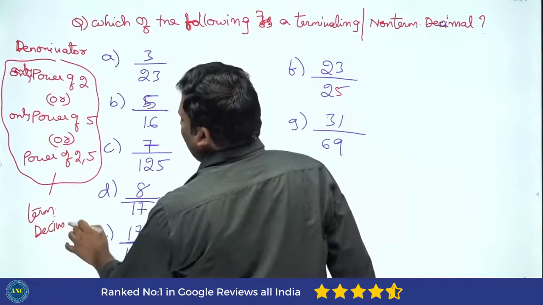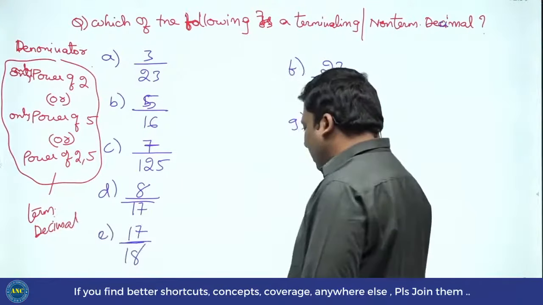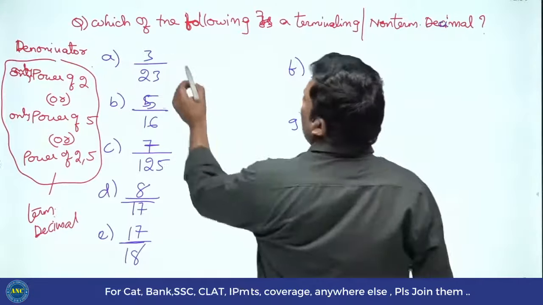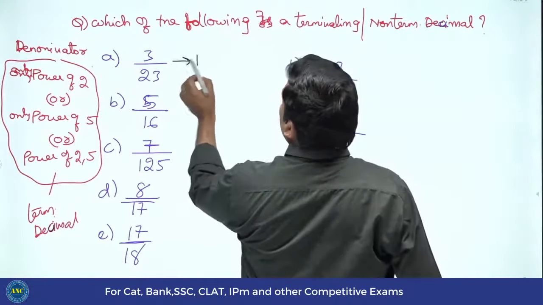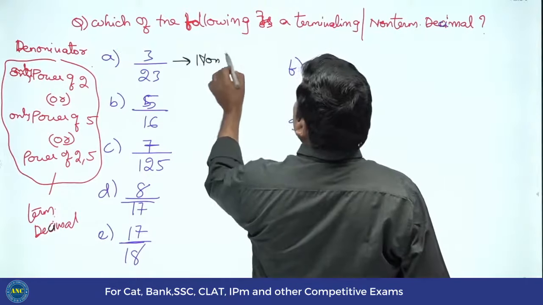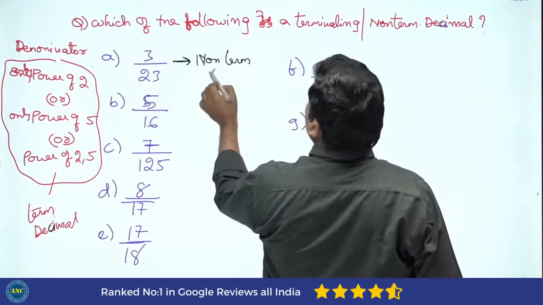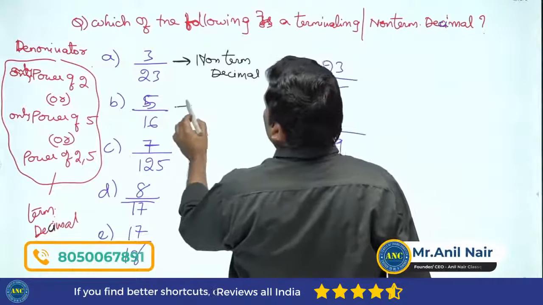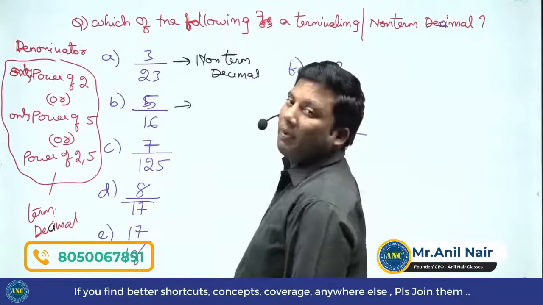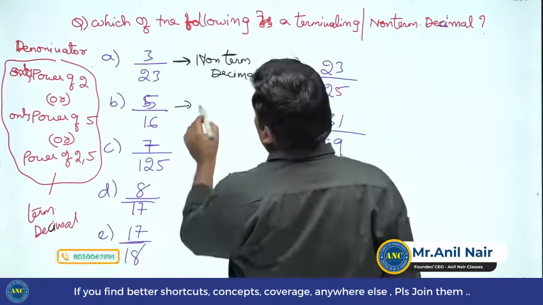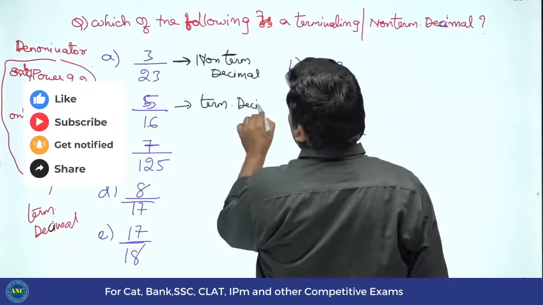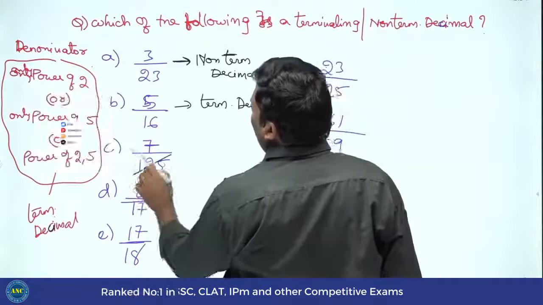Now listen carefully. First one, 23. Is it a power of 2 or power of 5? No. First one answer is, it is a non-terminating decimal. 16, it is 2 power 4. It is a terminating decimal.